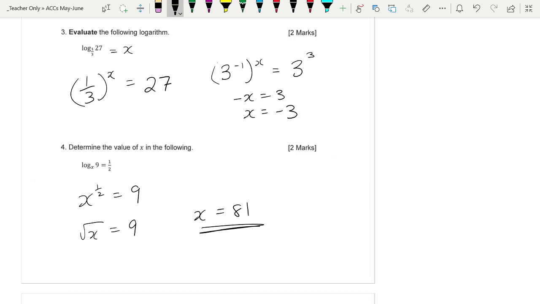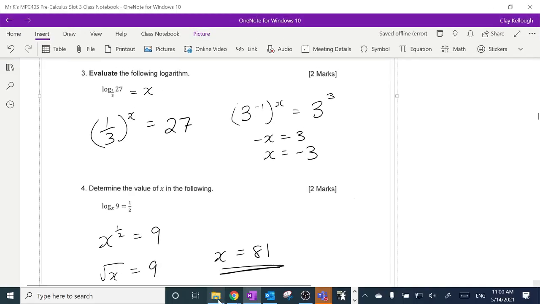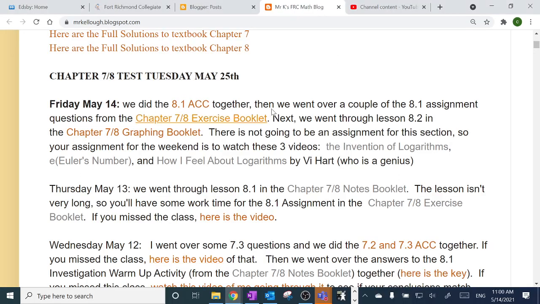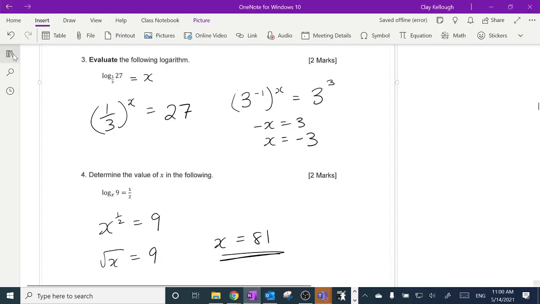So from there, again, let me go to the blog and show you what the plan is for today. We're going to see if anybody has any 8.1 questions that they want me to look at, because you tried them and you got stuck. And then we're going to go through lesson 8.2 in the graphing booklet. Remember, I've split chapters 7 and 8 into 2 parts: the algebra and arithmetic parts and the graphing parts. And I even put them in 2 different booklets. So that's where we're going next. So let's go to the homework.